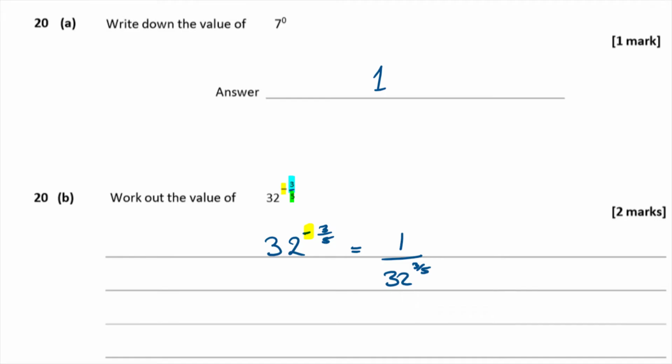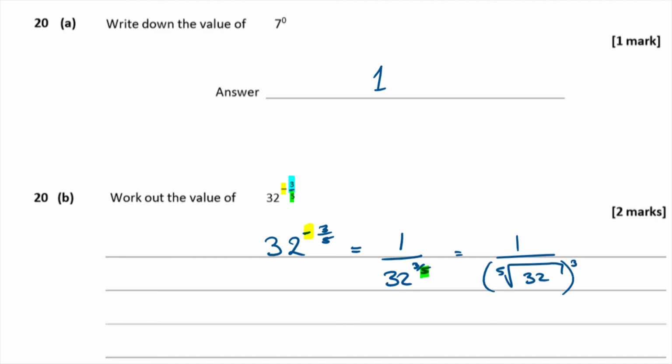Second part, let's deal with the 5. Now a fractional index is the same thing as that root of the number. So a fifth is the 5th root. So I want the 5th root of 32 and then raised to the power of 3. That's another way of writing it. So I still need to deal with the cube. I'll deal with that last. I'm going to do the denominator first and find the 5th root of 32.